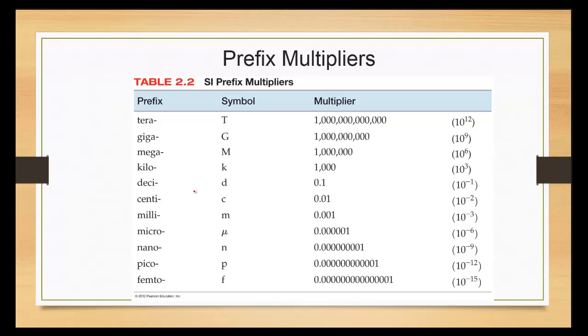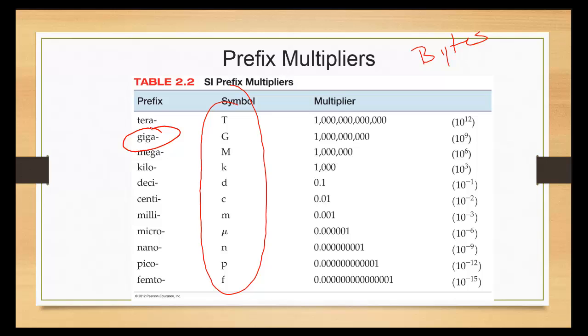Here's a list of prefixes. Just like in the English language, where we have prefixes for words, these are prefixes for the units. These letters here go in front of the unit that we're referring to. For instance, if we're talking about computers and we're looking at bytes, we want to look at gigabytes. Notice 1 billion here. The multiplier multiplies the base unit by that quantity.